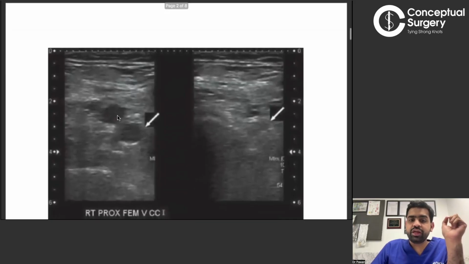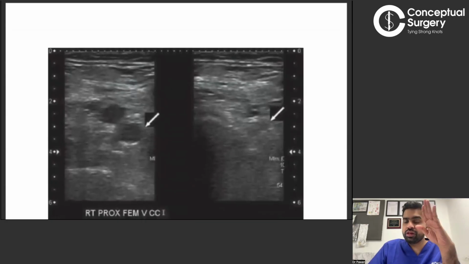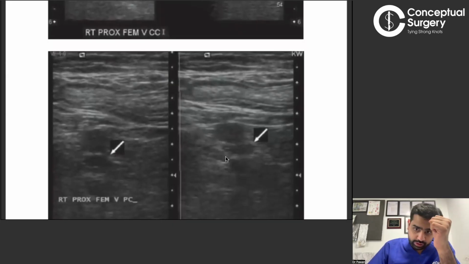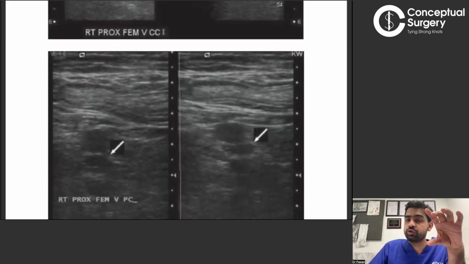So this is the image. As you can see over here, this is the vein. When you compress, it gets compressed completely. So this is a normal vein. On an ultrasound, when you compress with the probe, the vein collapses completely. But over here, this is again a vein, but when you compress with the probe, the entire vein is not collapsing. So here inside this vein, what you have is a thrombus.